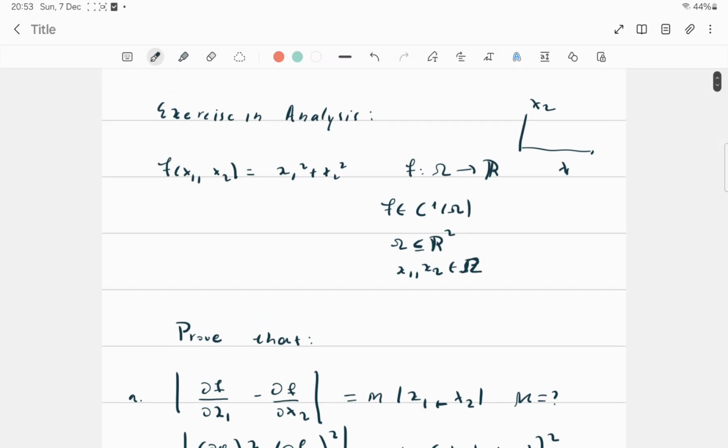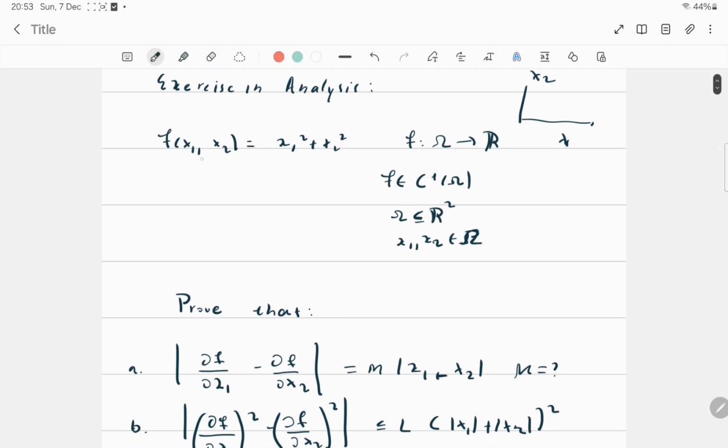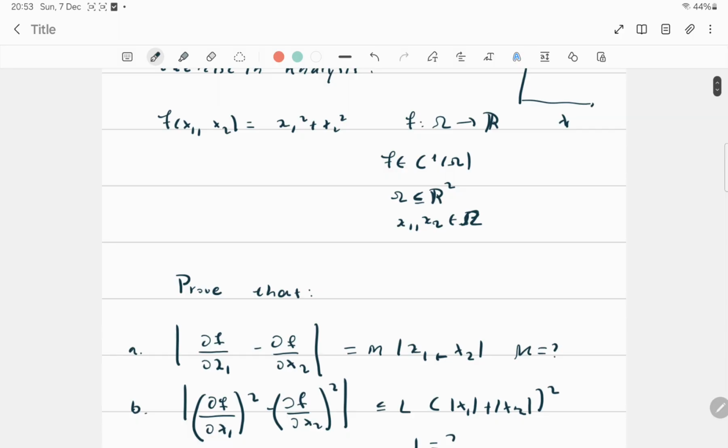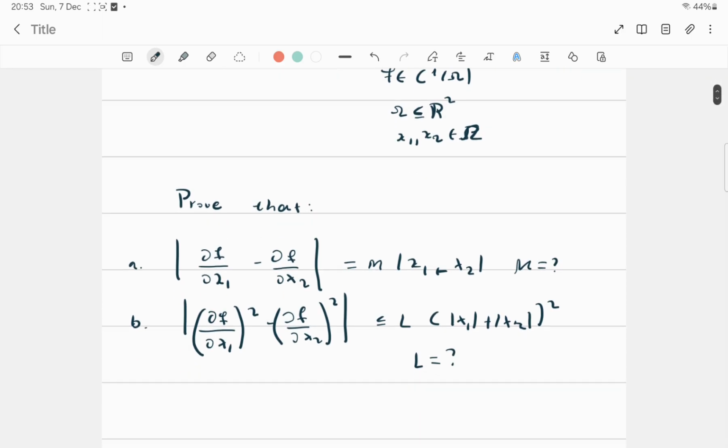We have this exercise in analysis. We have a function of two space coordinates, x1 and x2, which is given by this relationship: f equals x1 squared plus x2 squared. And f is a C1 function in omega, where omega is a subset of the two-dimensional Euclidean space.